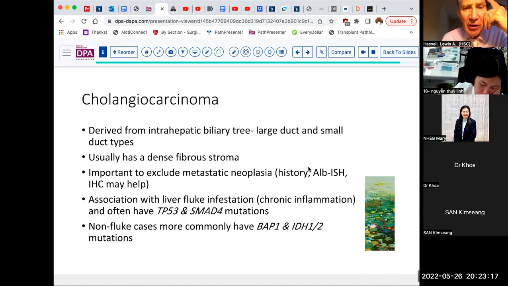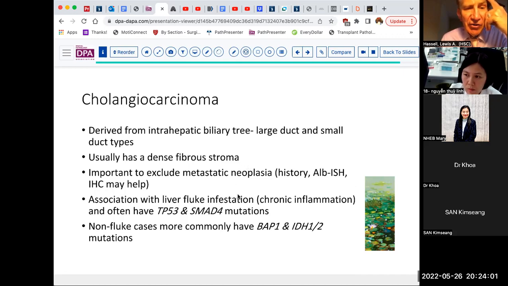There's one stain or one method that has been touted as being helpful. It's not very widely available yet, but it utilizes in situ hybridization for albumin RNA. And that is a feature of the intrahepatic bile ductular epithelium, that they are able to make albumin, and so they have this albumin RNA, which, if you can demonstrate that, is a very good marker for intrahepatic rather than a metastatic tumor.